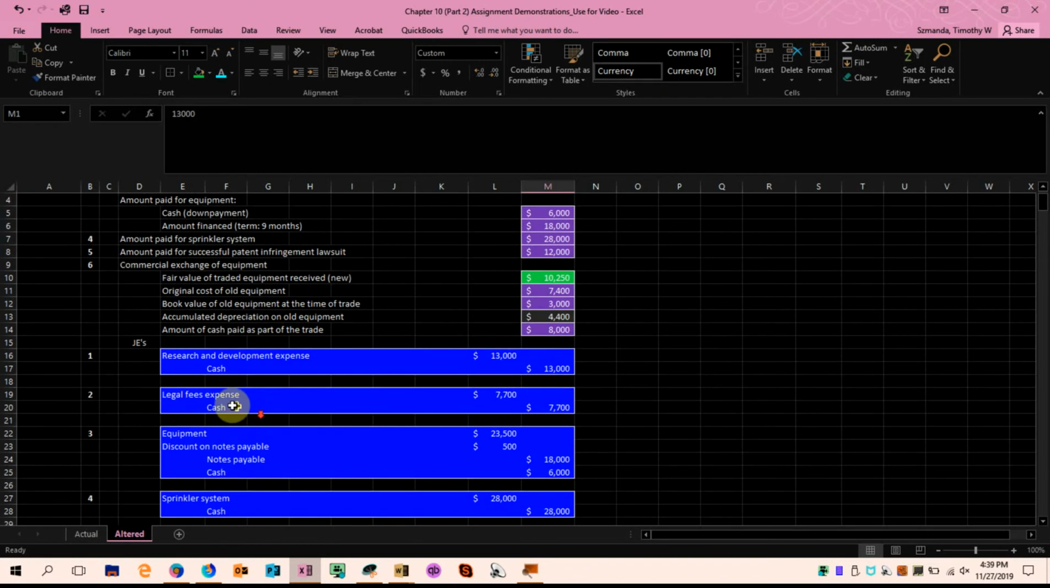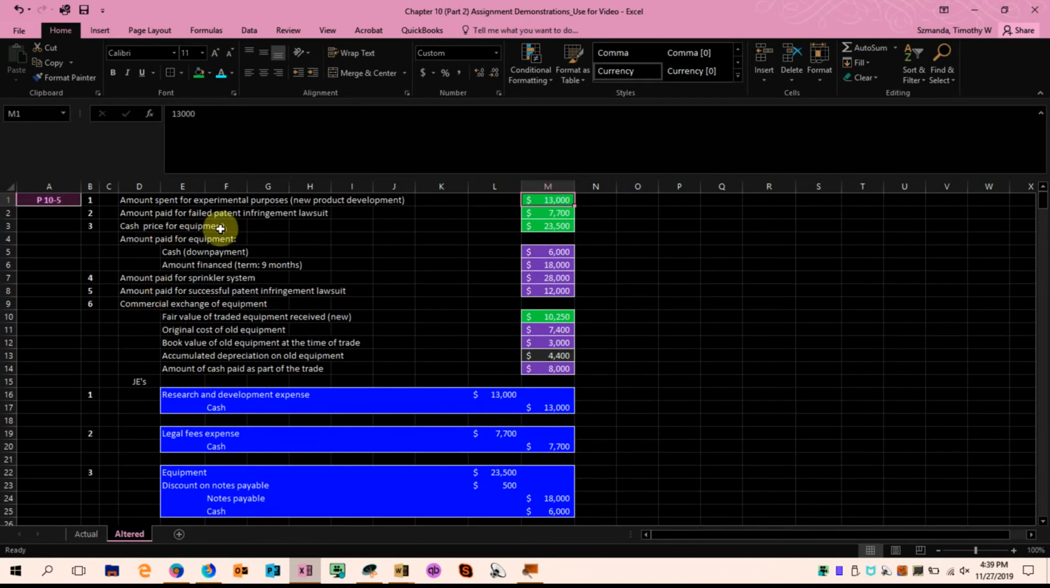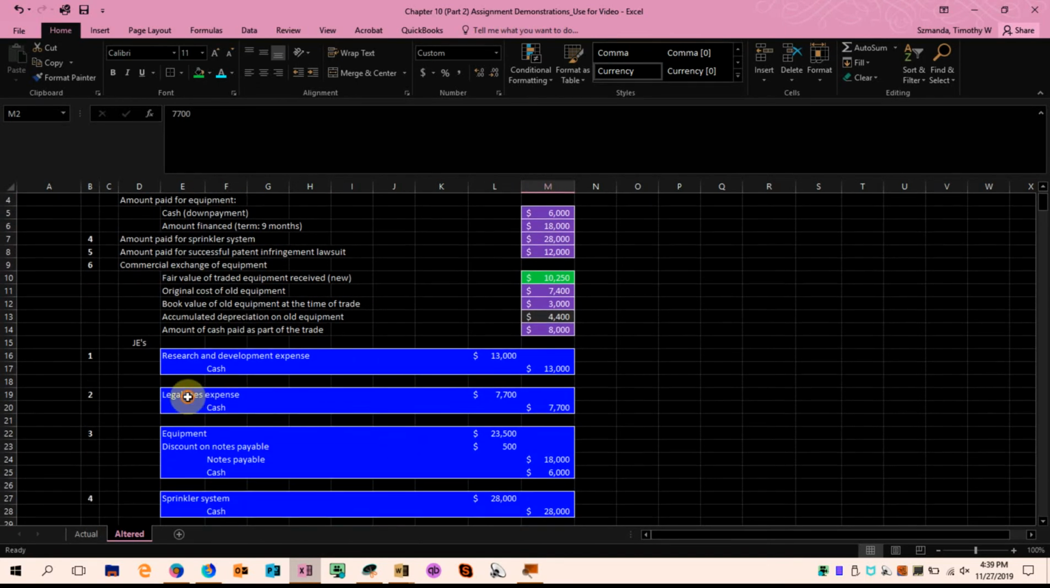Moving down to the second case, amount paid for a failed patent infringement lawsuit using my value of $7,700. Legal fees expense. In this case, we're going to expense those legal fees because we lost the case. This lawsuit did not add value to the patent. Therefore, we're going to expense those fees because of the outcome.